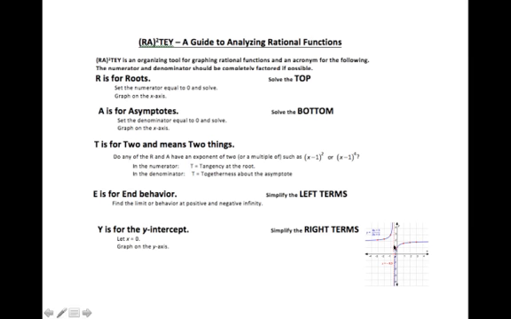So right here, we have a y-intercept in this example at the point (0, 1).